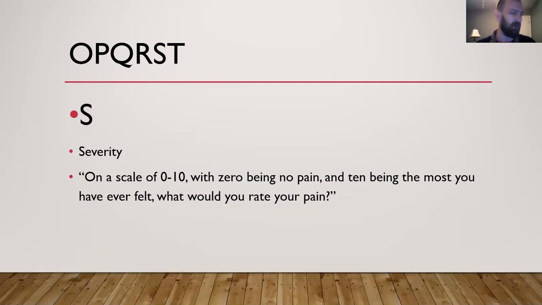So severity, again, we can use it with pain, and then we can compare it to chronic medical conditions, conditions that people have had before. They've had episodes of that condition before, for example, asthma, or a diabetic, things like that. Okay, that's severity, S.